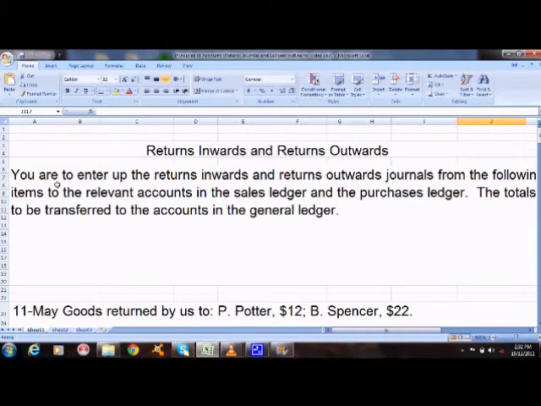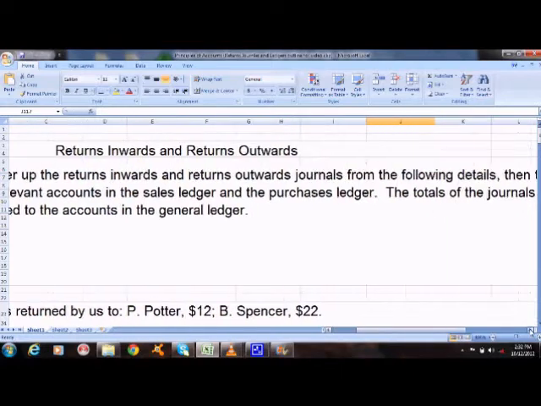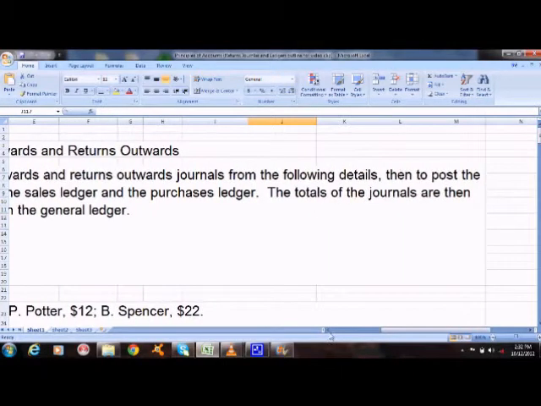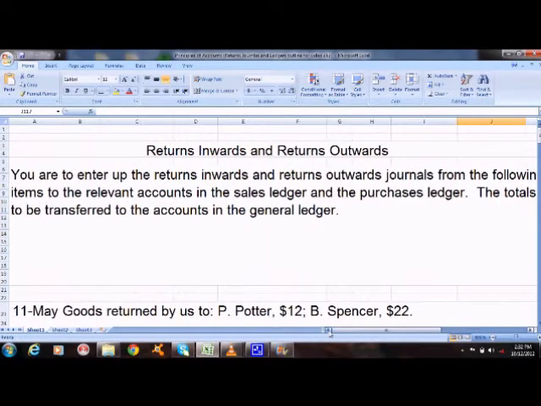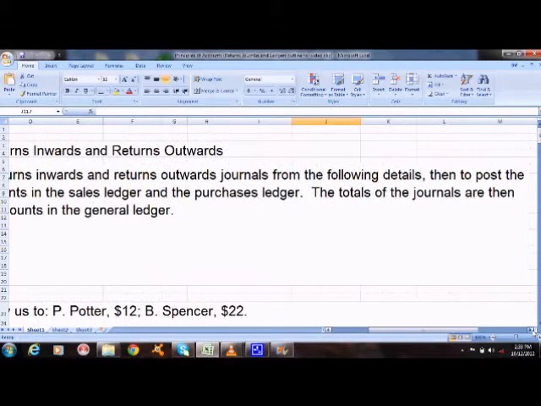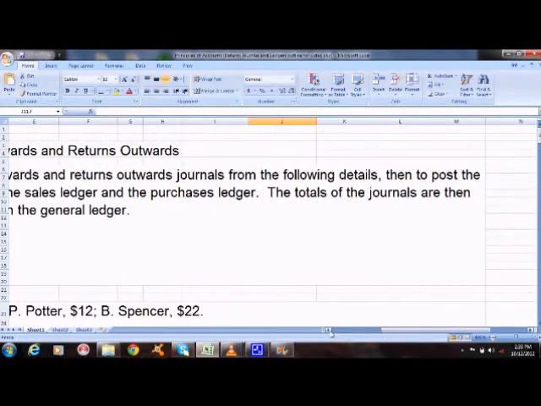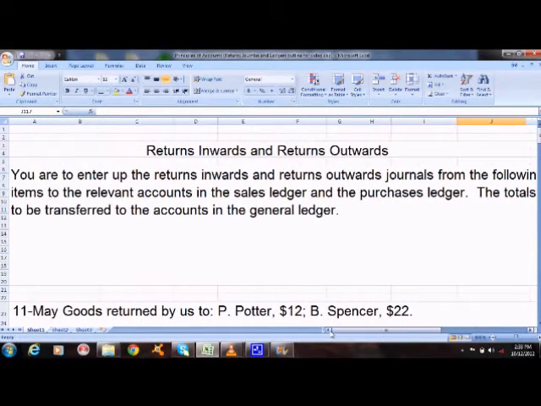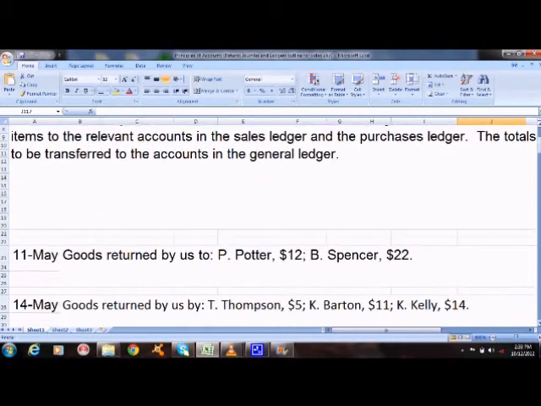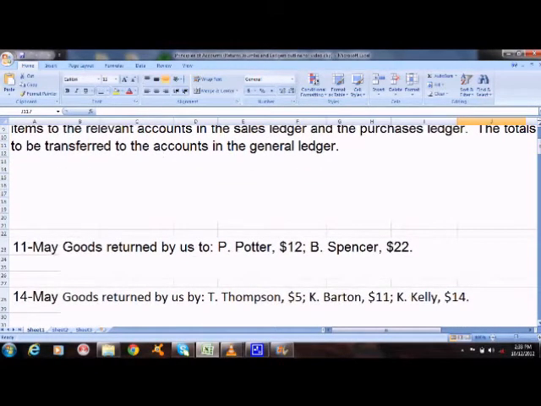The transaction here says you have to enter up the returns inwards and the returns outwards journals from the following details, then post the items to the relevant accounts in the sales ledger and the purchase ledger. The totals of the journals are then to be transferred to the accounts in the general ledger. On May 11, goods returned by us to P. Potter, $12, B. Spencer, $20.